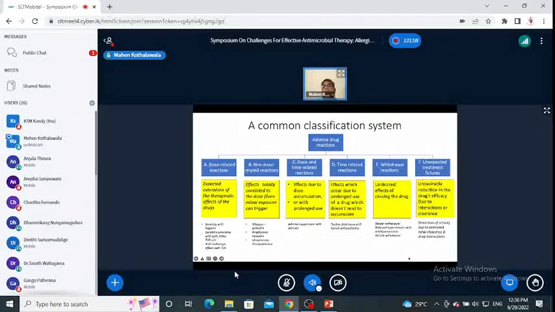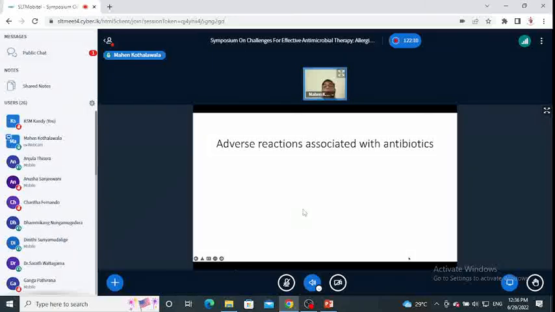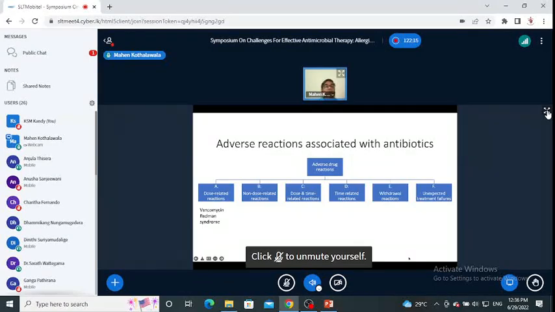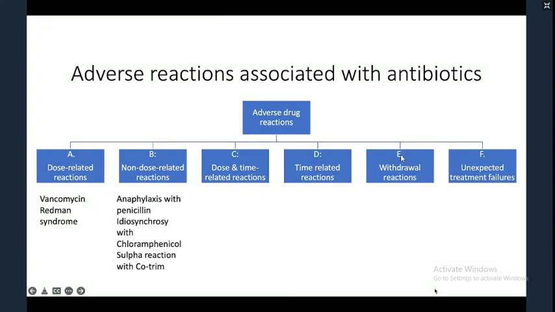Right. So there are time-related reactions, withdrawal reactions, and unexpected treatment failures. When you consider antibiotics, all these adverse reaction classes may not be seen. When you are discussing antibiotic adverse events, you will get dose-related reactions. An example is vancomycin red man syndrome, which I will discuss later. Then the non-dose related adverse reactions, for example anaphylaxis, idiosyncratic reaction with chloramphenicol, and sulfur reaction with cotrimoxazole. Those are non-dose related.